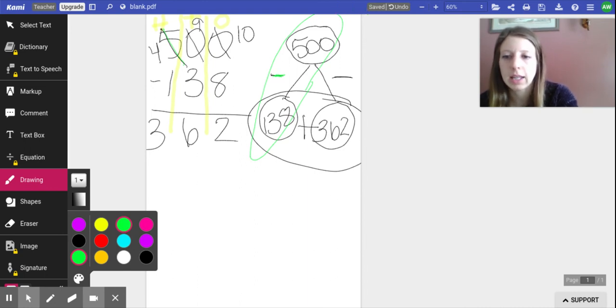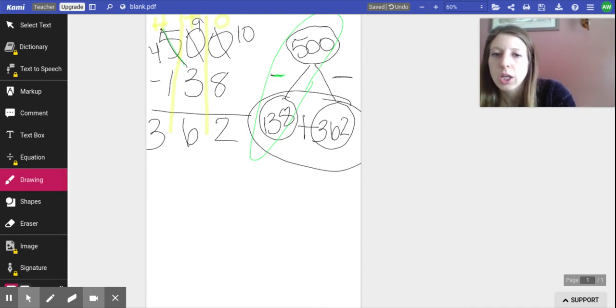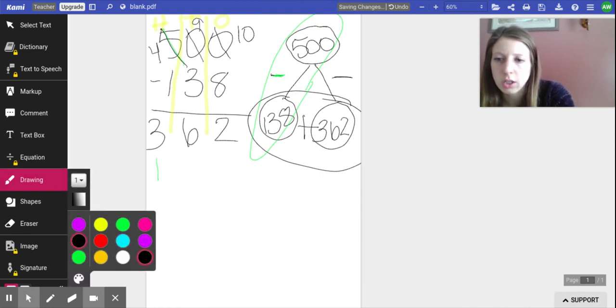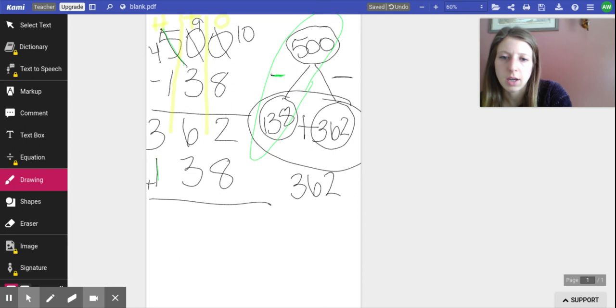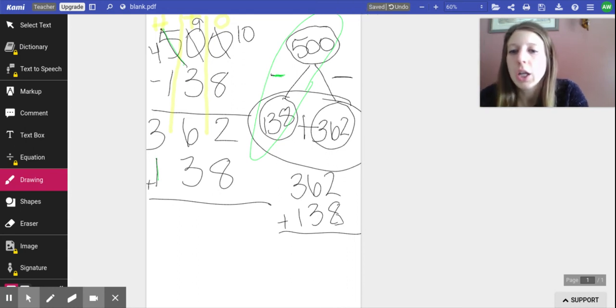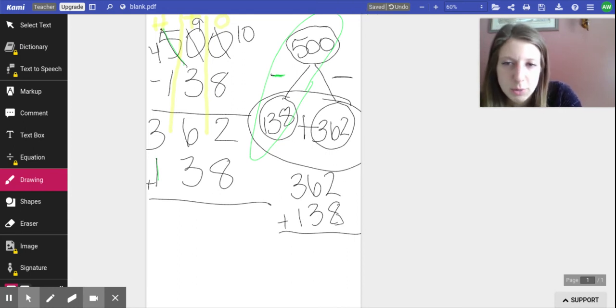So the black lines that I just drew. I've seen some of you in class subtract, so you already solved for your problem and you have 362. You can set it up so it's 362, 138, and you can add right like this if that's easier for you, or you can come off to the side and add it right here. Whatever works for you, you can do either way. It will give you the same answer. So I'm going to do it right underneath my subtraction problem.